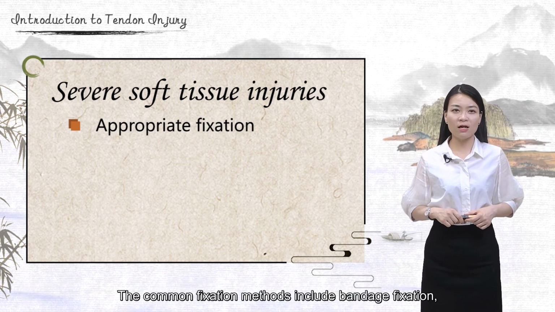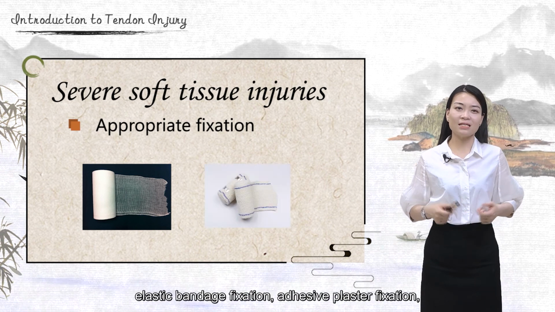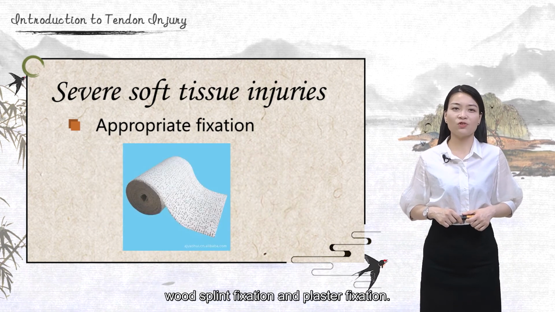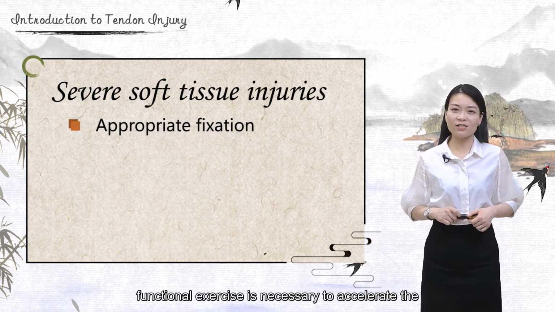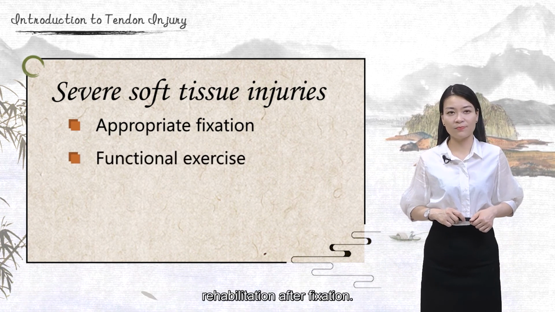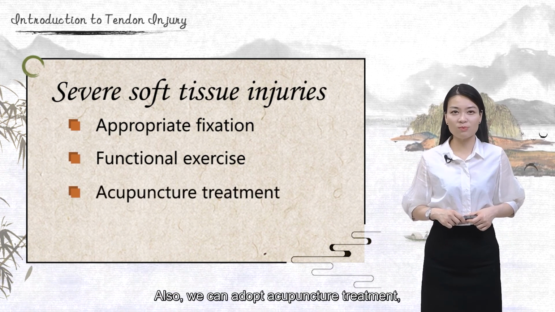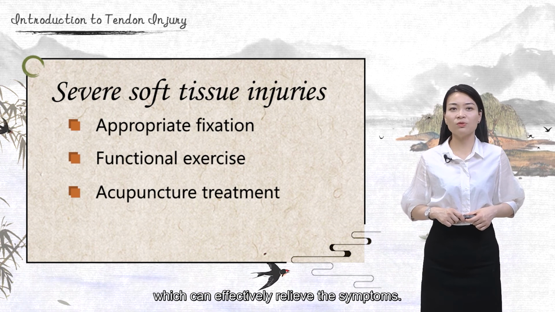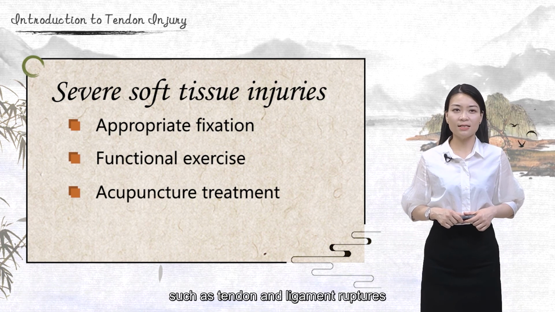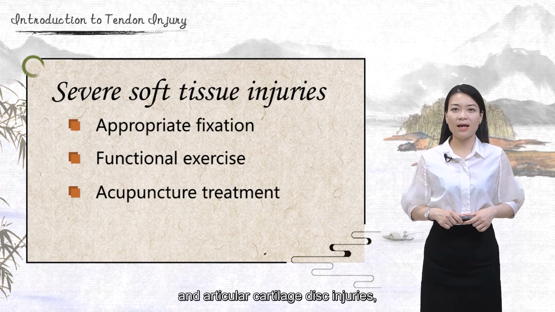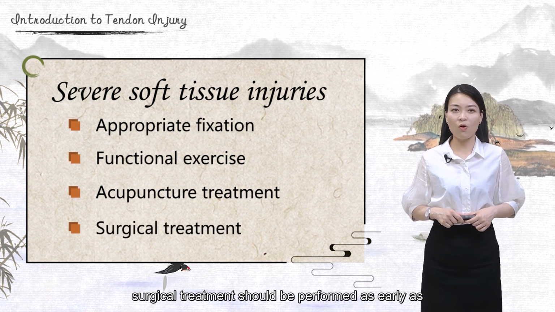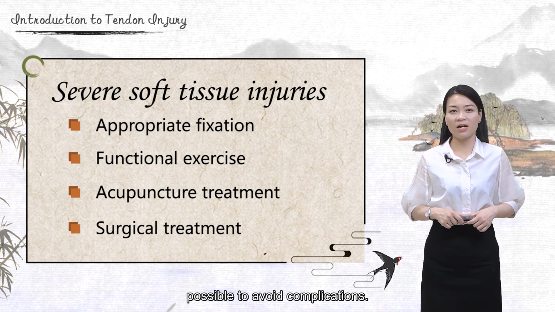The common fixation methods include bandage fixation, elastic bandage fixation, adhesive fixation, wood splint, and plaster fixation. Of course, function exercises are necessary to accelerate the rehabilitation after fixation. Also, we can adopt acupuncture treatment which can efficiently relieve the symptoms. For some severe soft tissue injuries, such as tendon and ligament ruptures and articular cartilage disc injuries, surgical treatment should be performed as early as possible to avoid complications.